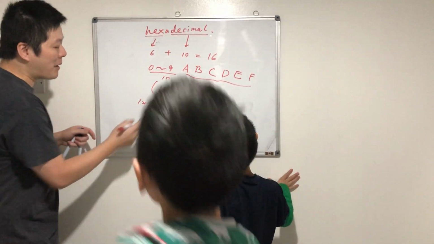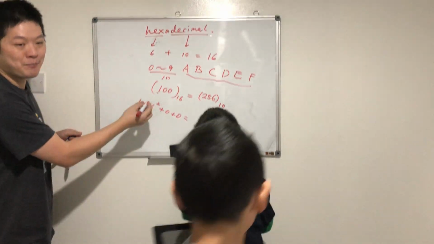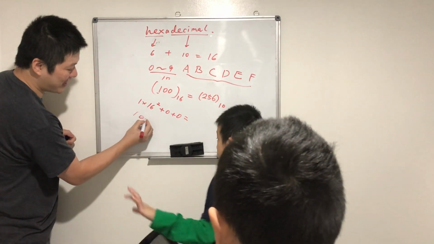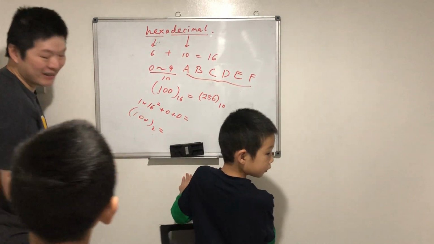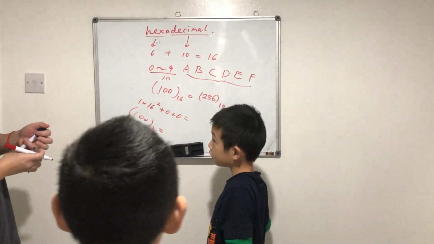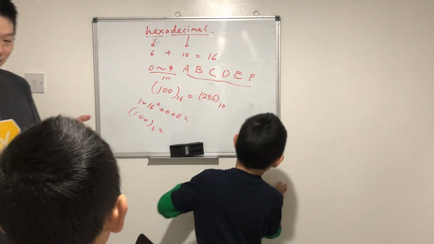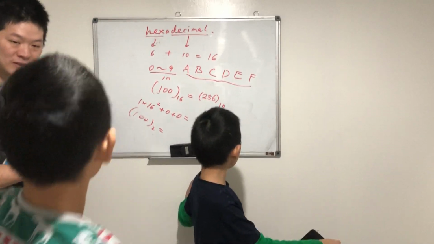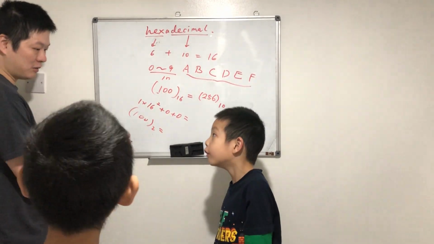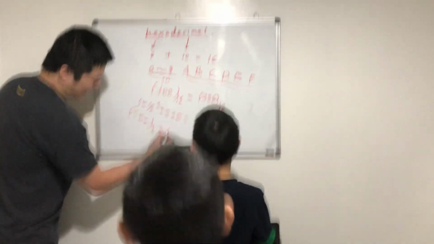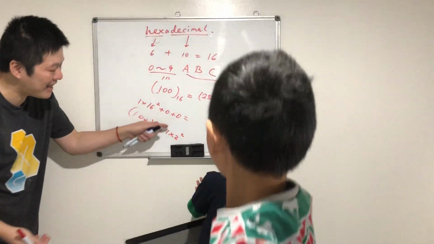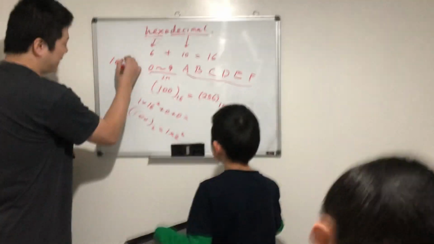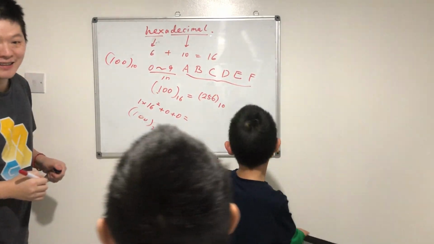How about this in binary? What's 100 in binary? 4. Yes, well done. So you get it, yeah? How about 100 in decimal is what?